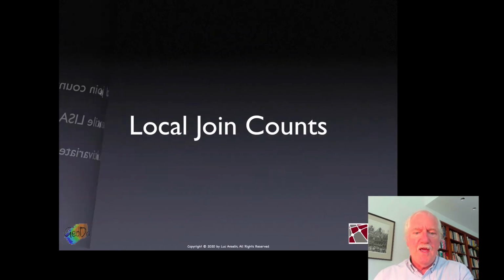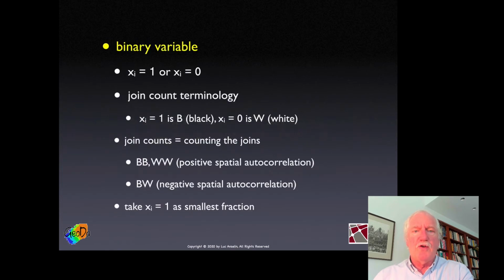So in classic spatial autocorrelation analysis, so far we've dealt with continuous variables, but what if the variable is binary? So it takes on two values, 1 or 0. In the classic work of Cliff and Ord on spatial autocorrelation, a statistic called the join count statistic was presented. And the terminology has values of 1 as B for black, 0 as W for white. That's, of course, totally arbitrary. You could call it red and brown or anything you want, as long as there's only two possible values.